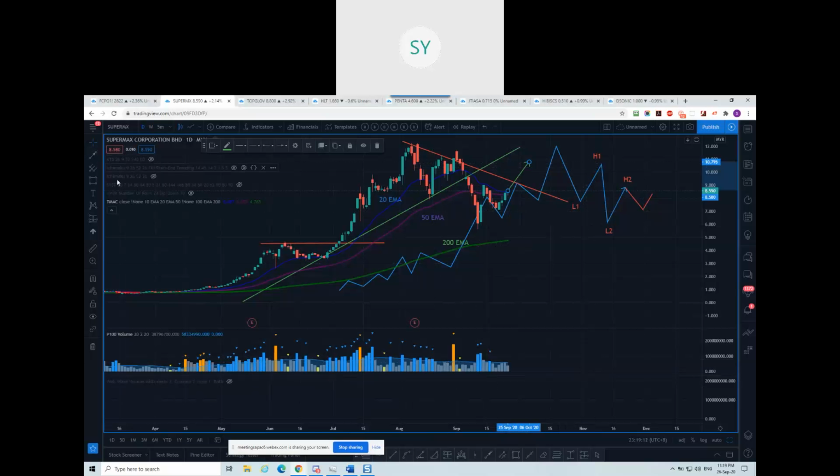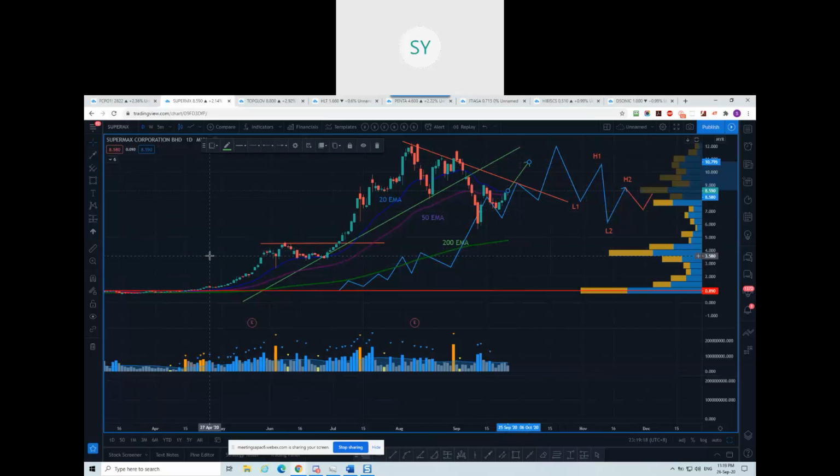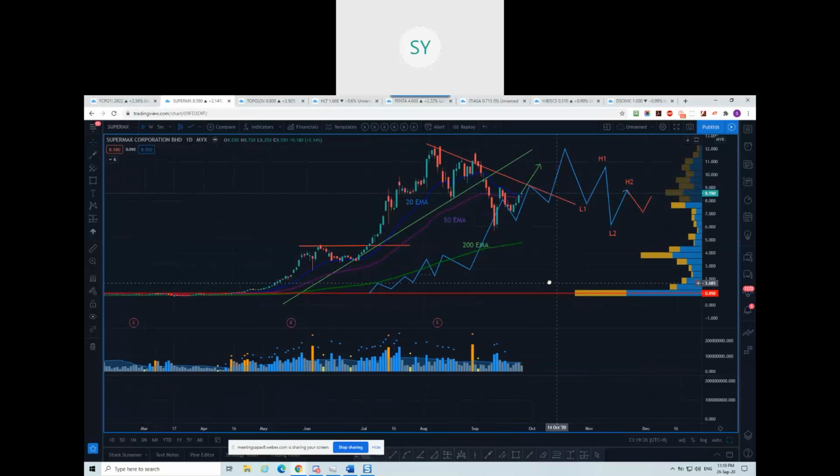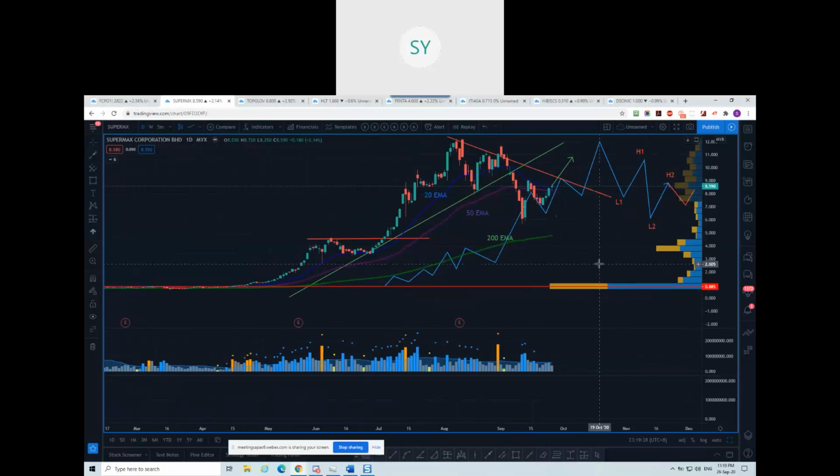One more thing I want to show you. You can show the price bar at the bottom. Sorry, you can show the volume bar at the bottom, and you also can show the volume at the price. As you can see, from this rally.